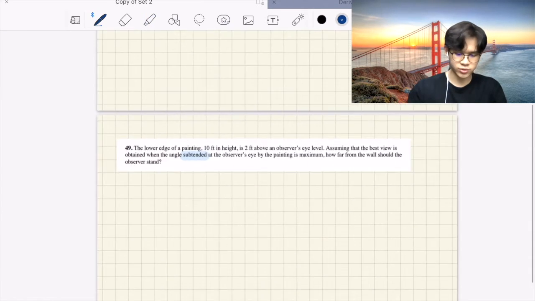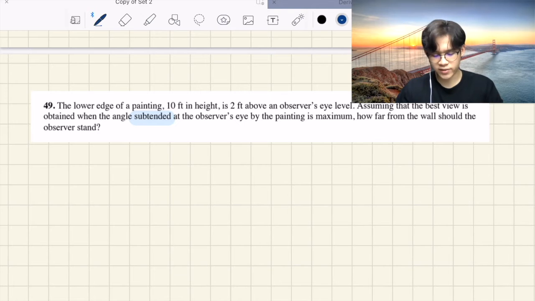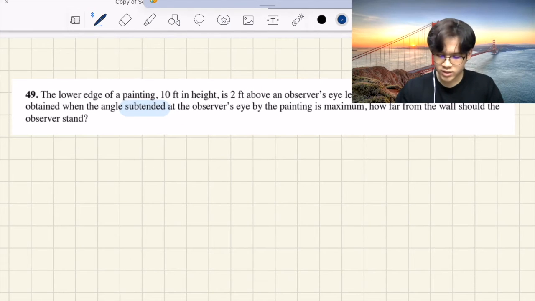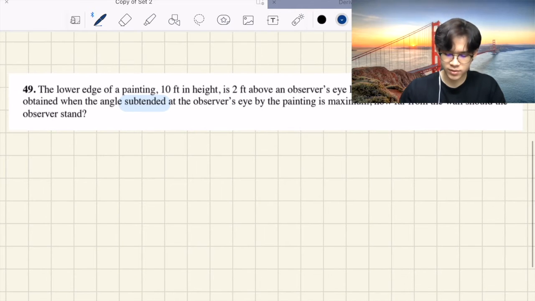And next, let's proceed to the next one. Number 49, it says the lower edge of the painting is 10 feet in height, 2 feet above an observer's eye level. Assuming that the best view is obtained when the angle subtended at the observer's eyes by the painting is maximum, how far from the wall should the observer stand?